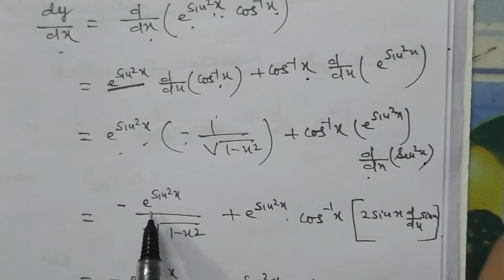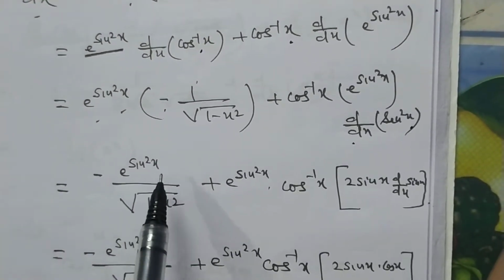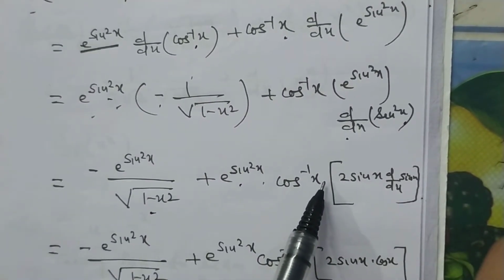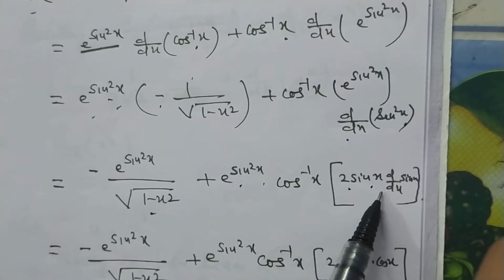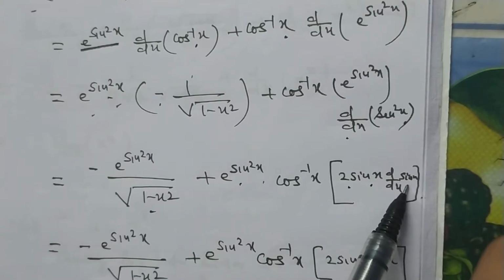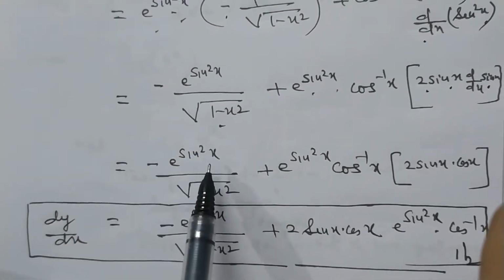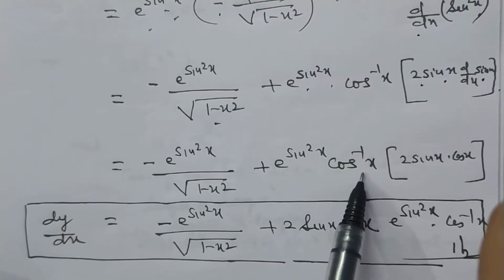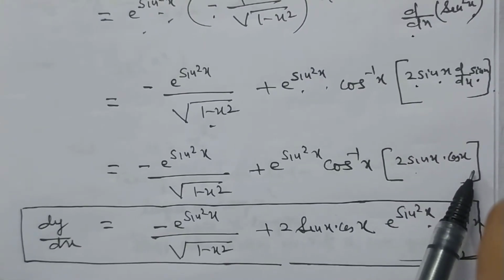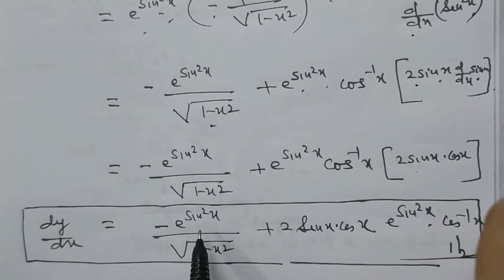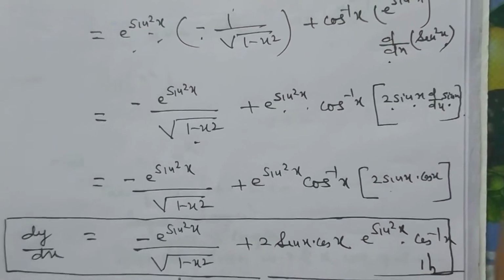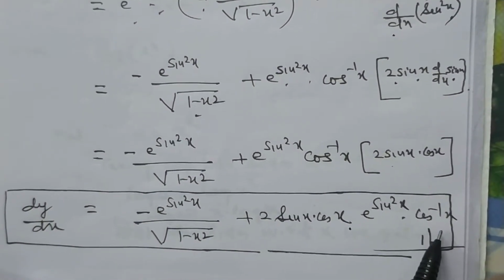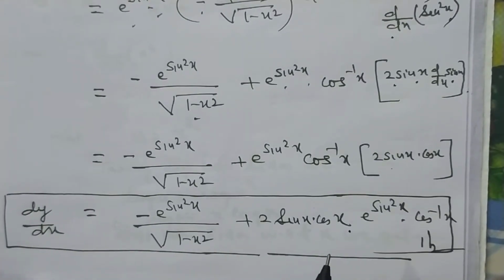So, my dear student, in this way we have minus e to the power sin square x over root over 1 minus x square, plus e to the power sin square x cos inverse x into 2 sin x d by dx of sin x. So it will be minus e to the power sin square x over root over 1 minus x square plus e to the power sin square x cos inverse x into 2 sin x cos x. So now dy by dx is equal to minus e to the power sin square x divided by root over 1 minus x square, plus 2 sin x cos x e to the power sin square x into cos inverse x. In this way, we can solve this type of problem.